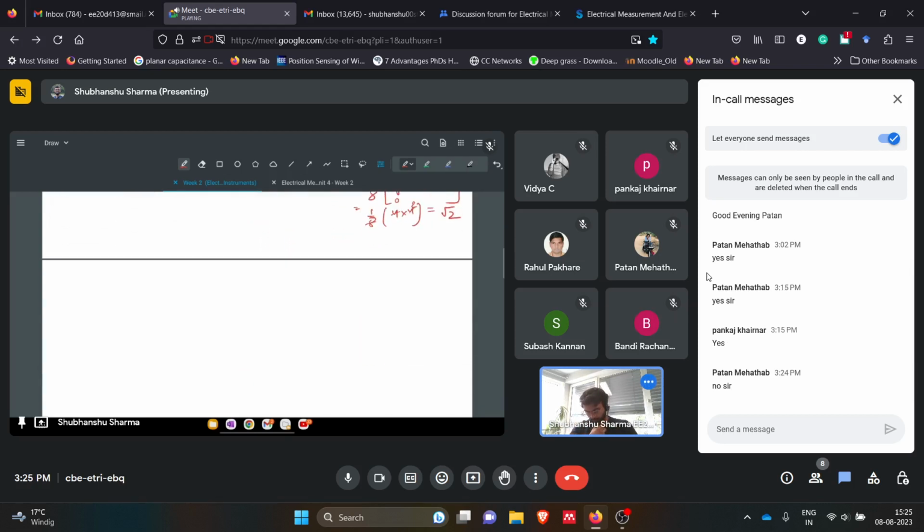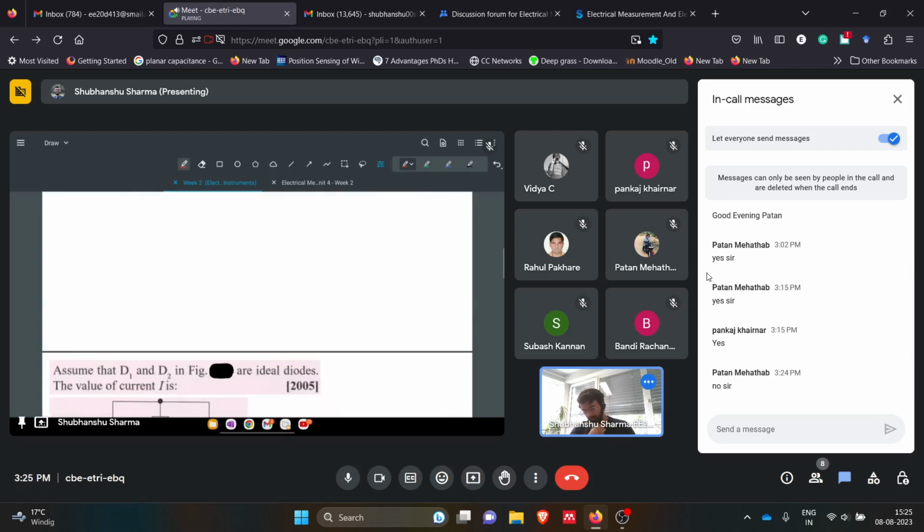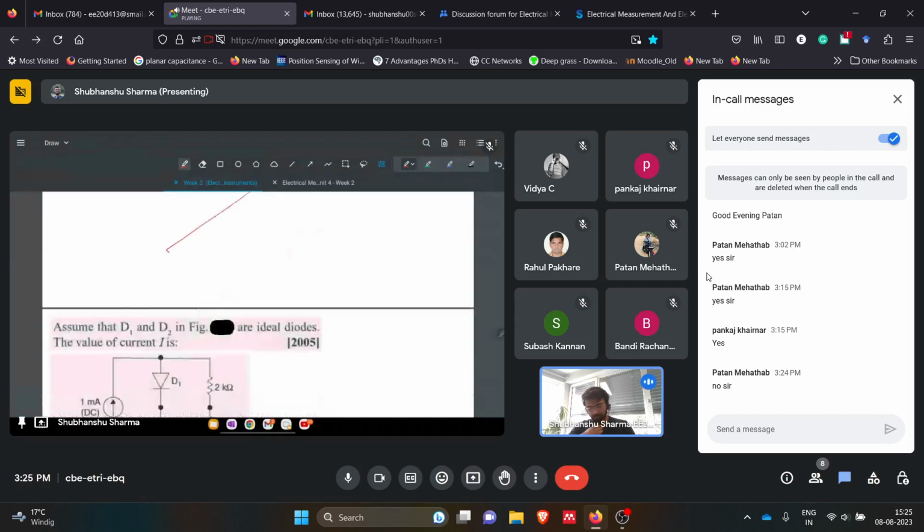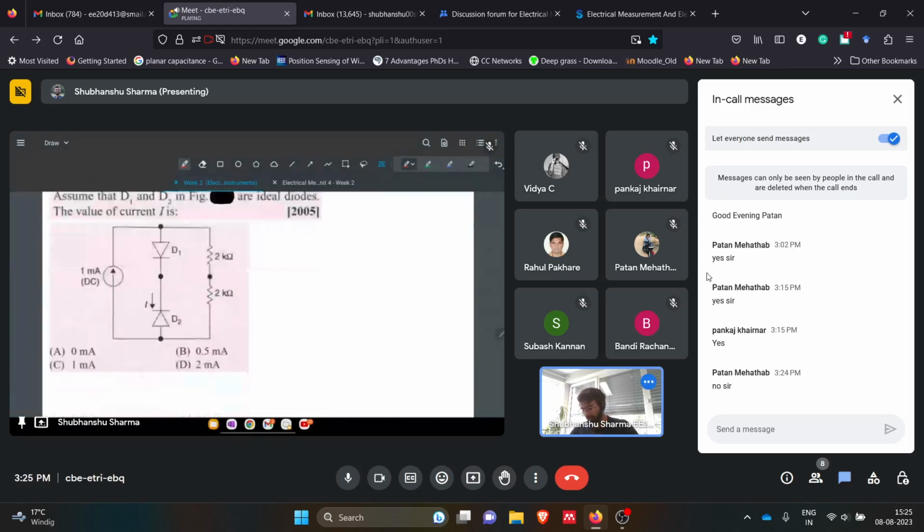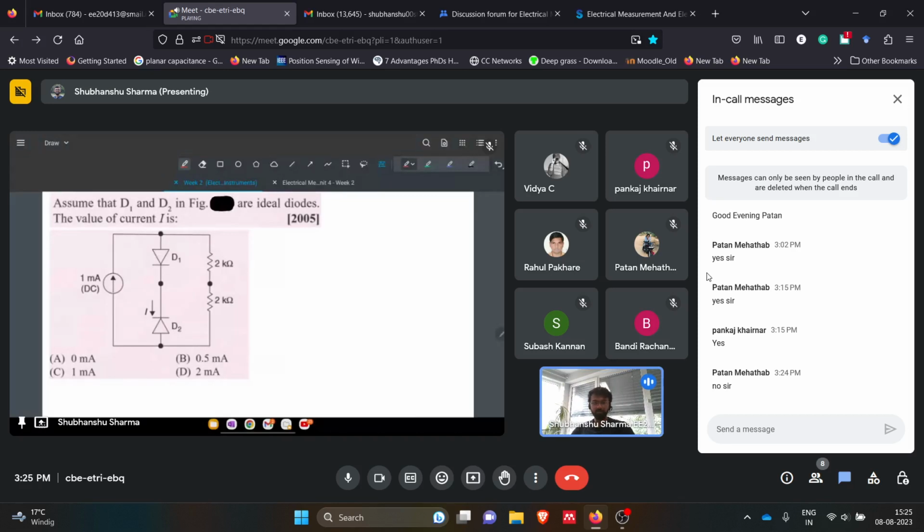Next question. This is also a gate question. Just try to answer. It's a very easy question, just logic. If you know the functioning of a diode, then you can answer this. Those who don't know the functioning of a diode, I will let you know.